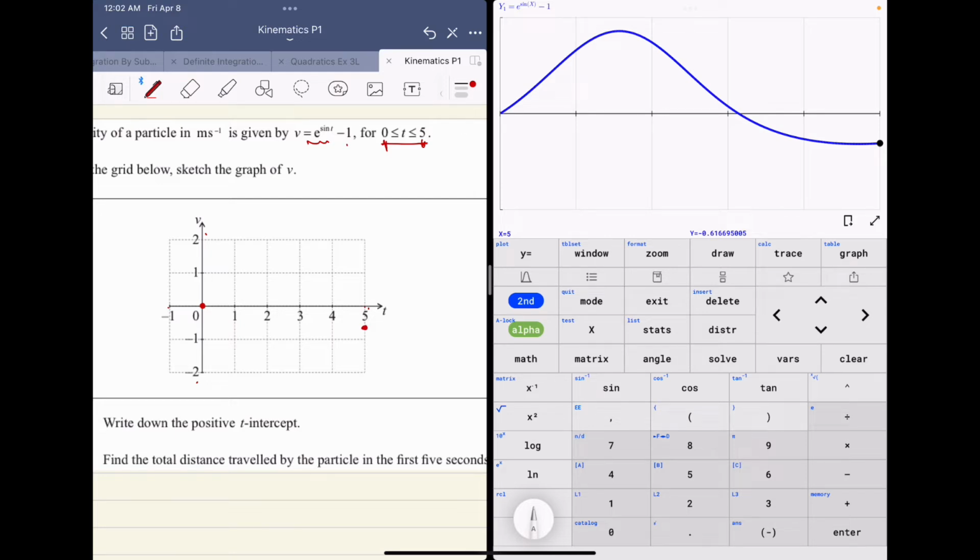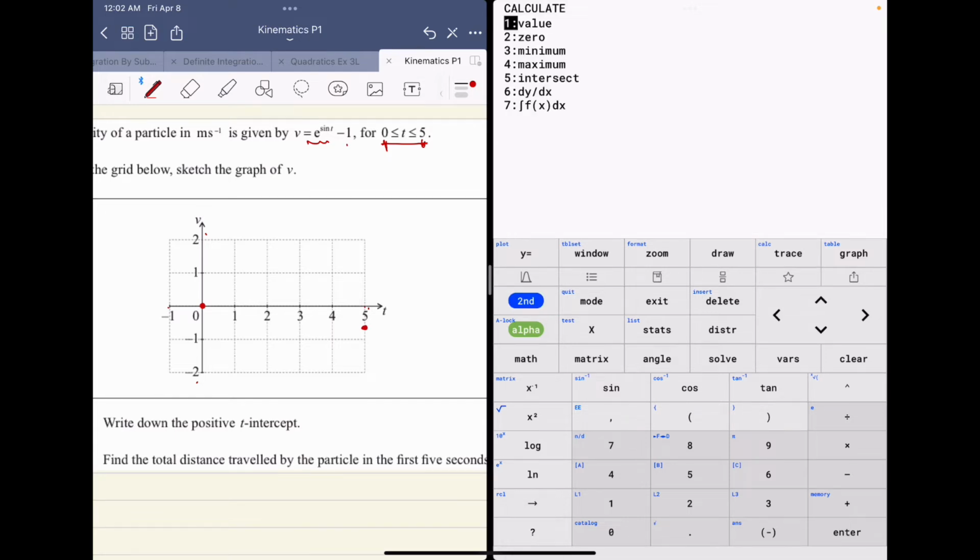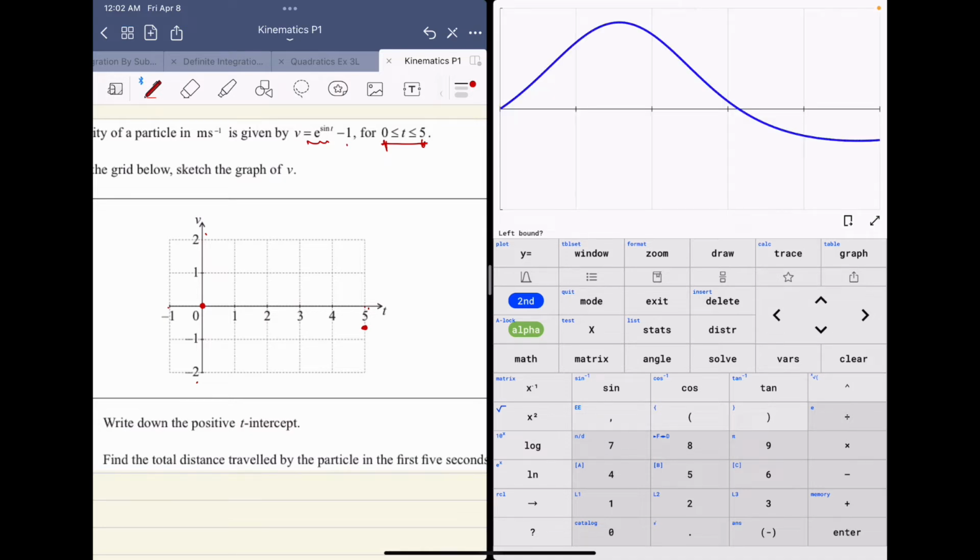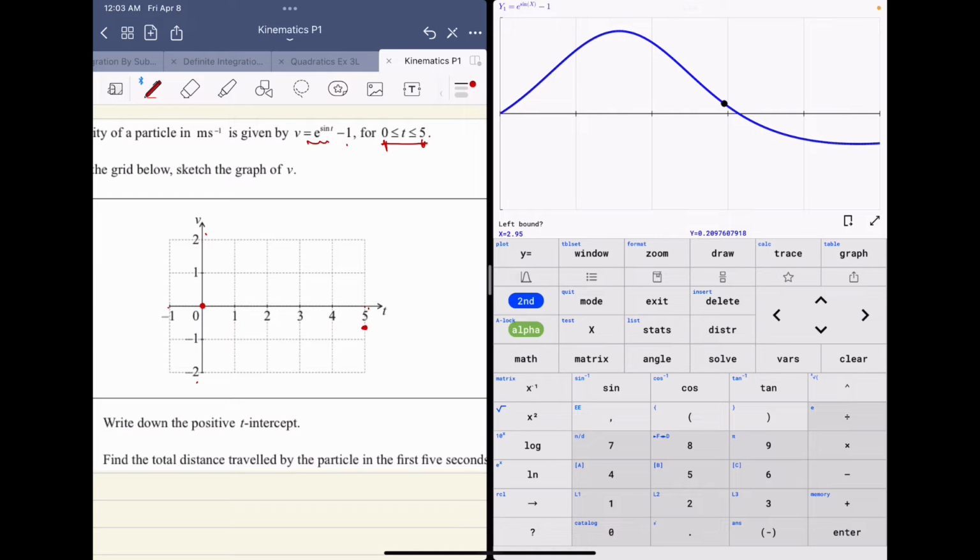Then I can see there is a maximum point as well as one x-intercept. So let's first find the x-intercept. X-intercept is your zero. They say left bound. So this is one bound. Then right bound, this I am taking. And I can see that the x-intercept is 3.141, 0. So 3.141, 0 is basically the point I am considering.